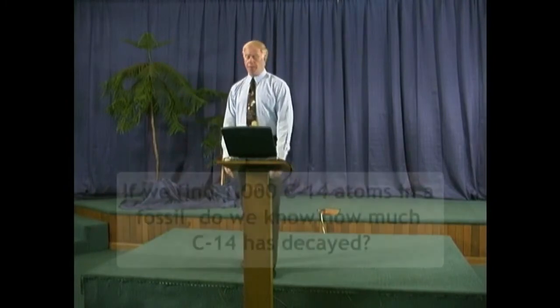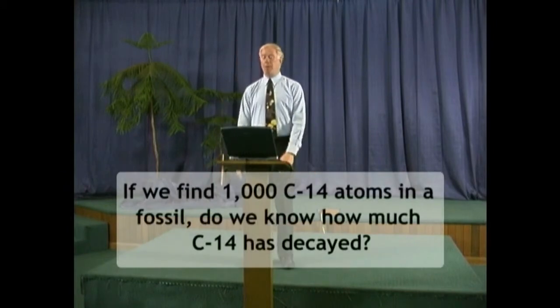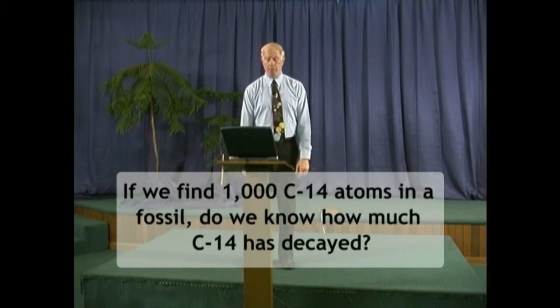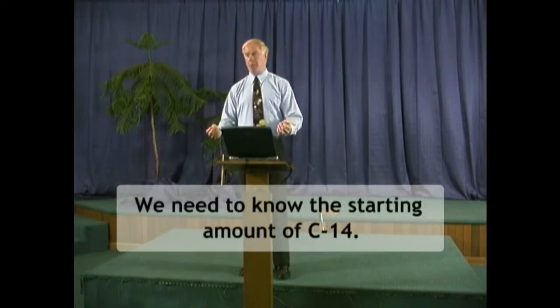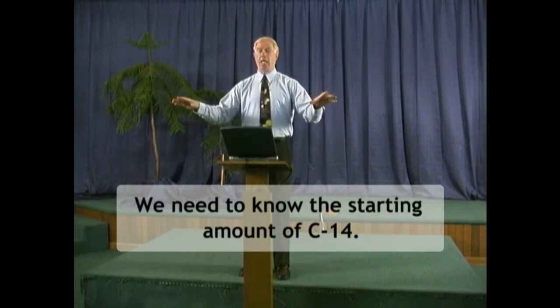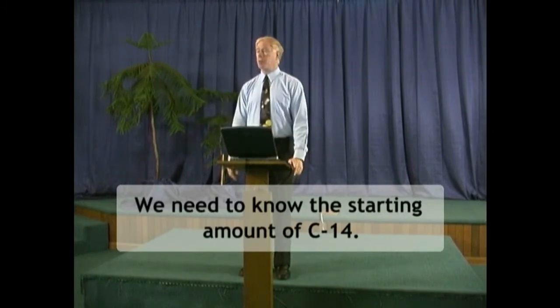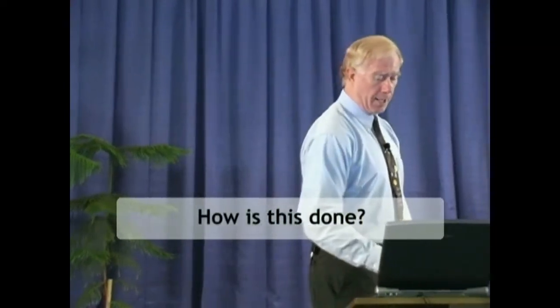For example, if we find 1,000 carbon-14 atoms in a fossil, do we know how much carbon-14 has decayed? No, we don't. See, we need to know the starting amount. We know how fast it decays, about 5,730 years. That's the half-life. So how do we know how many half-lives have expired when we find a fossil? We need to know the starting amount. We can find out how much is still in there today, but we need to know how much it started with.